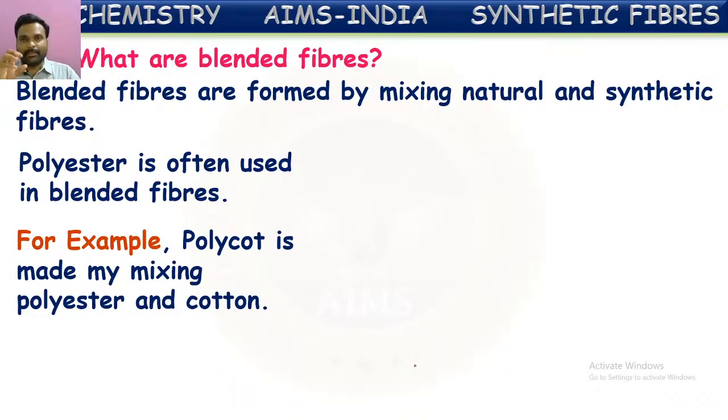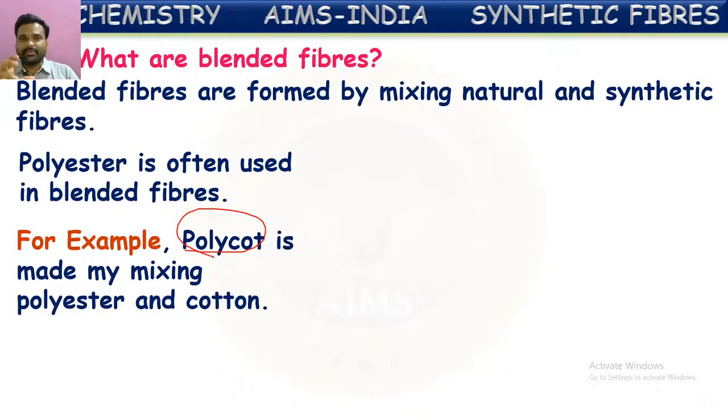So by mixing polyester with natural fibers we are making these blended fibers. If polyester is mixed with cotton, then the resultant fiber obtained is called polycot. If polyester is mixed with wool, then the resultant fiber is called polywool. In this way, the fiber obtained by mixing two or more natural and synthetic fibers is known as blended fiber. Example they have shown here, polycot.